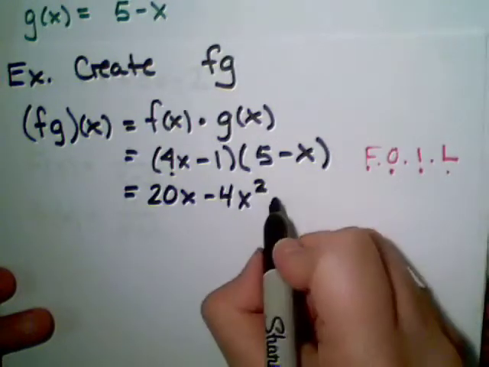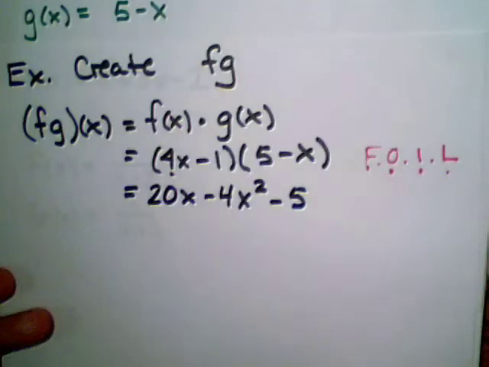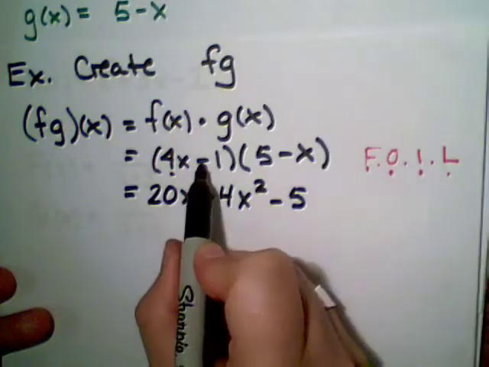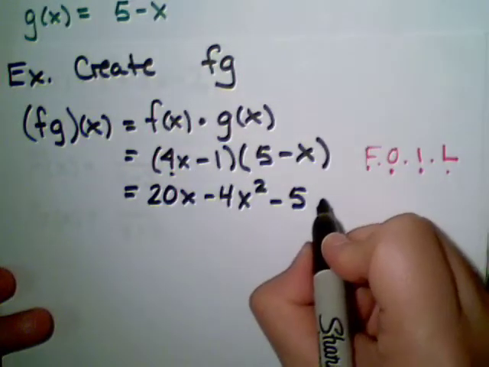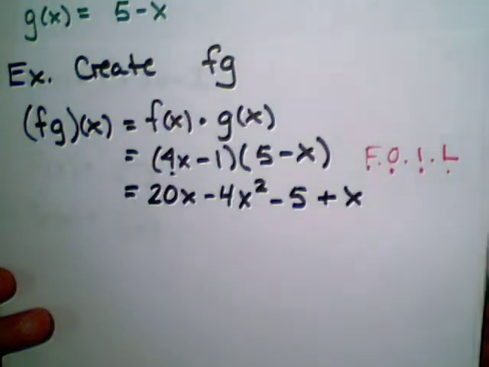The inside product, negative 1 times 5. And then the last product, negative 1 times negative x, positive x. Okay.